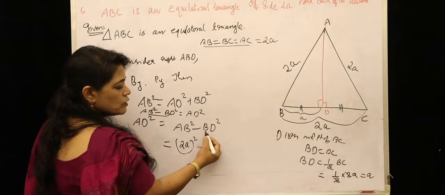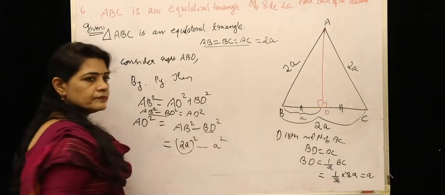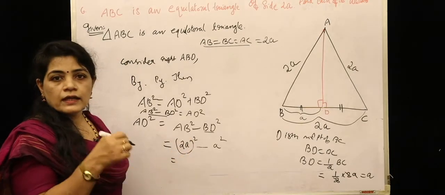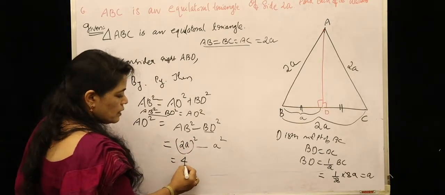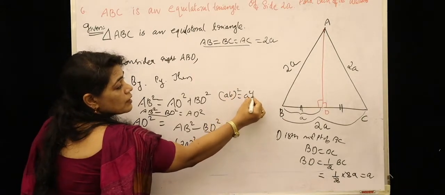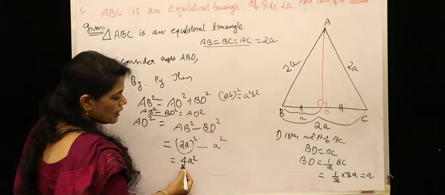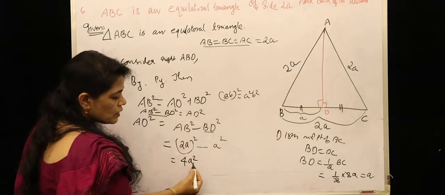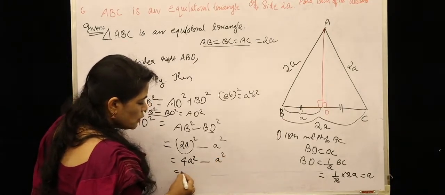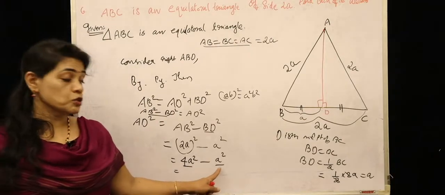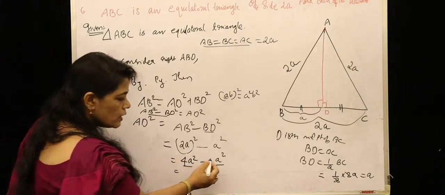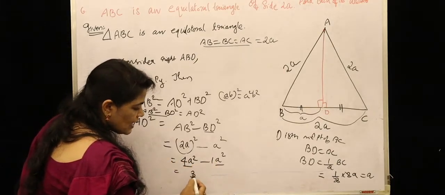So a square, because BD square is a square. Point is clear, children? Okay. So here 2a whole square means 4a square, and (a/2) whole square is a square by 4. So 2 square is 4, a square is a square. Minus a square, so you can subtract, these two are like terms. 4a square minus a square, coefficient of a square is 1, so 4 minus 1, 3a square.